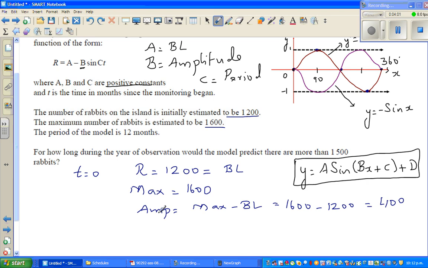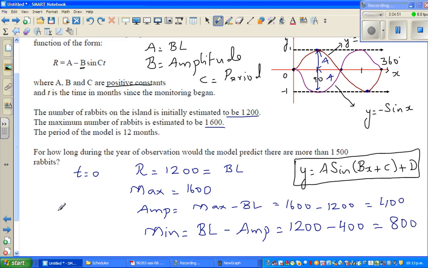So if you know the amplitude and the baseline, you can also find the minimum. So what's the minimum? The minimum is baseline minus the amplitude. You don't need to remember any of this formula. If you use logic, this is your amplitude, and this is also amplitude. From baseline, if you add amplitude, you get the maximum. From baseline, if you take away amplitude, you get the minimum. So baseline is 1200 and my amplitude is 400. So the minimum is 800.